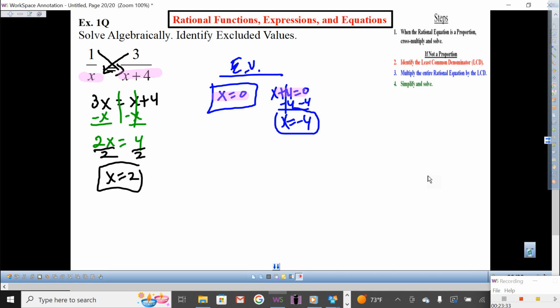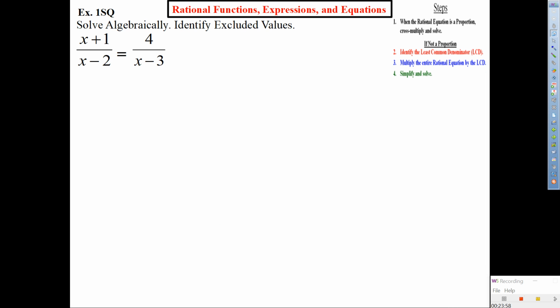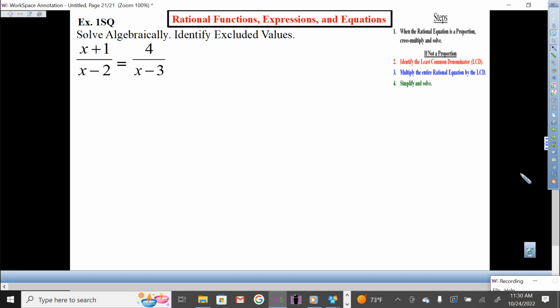Crank it up a little bit. All right, here we go. Example 1 supercube. Copy this. x plus 1 over x minus 2 equals 4 over x minus 3. Before I get started, tell your neighbor if this is a proportion, yes or no, why or why not. Is that a proportion?